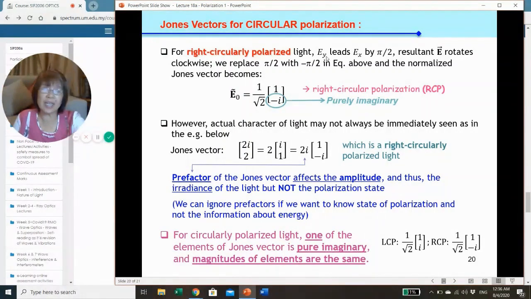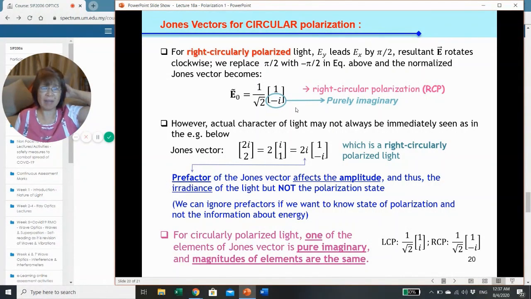What about right circular polarization? In this case, Ey leads Ex by pi over 2, so the resultant electric field amplitude vector would rotate in a clockwise direction. So instead of pi over 2, we replace it with negative pi over 2. Then you will work out that the representation for right circular polarization is given by this expression. This is in normalized form; we have already normalized it by dividing by root 2. So this is 1, and the second element has a negative sign now, and it's again purely imaginary.